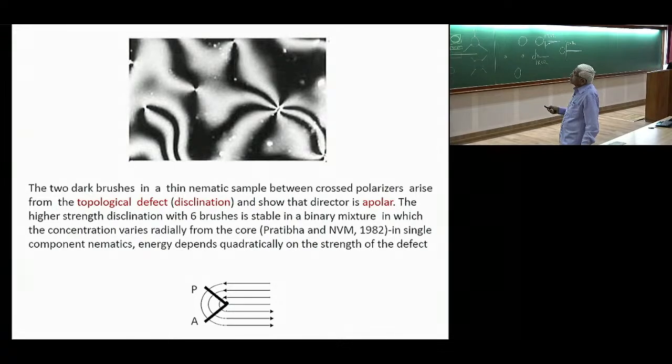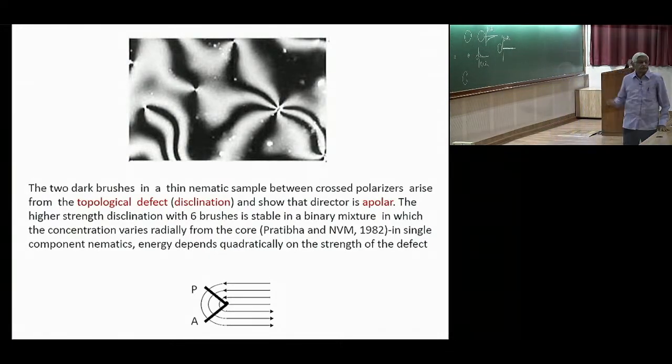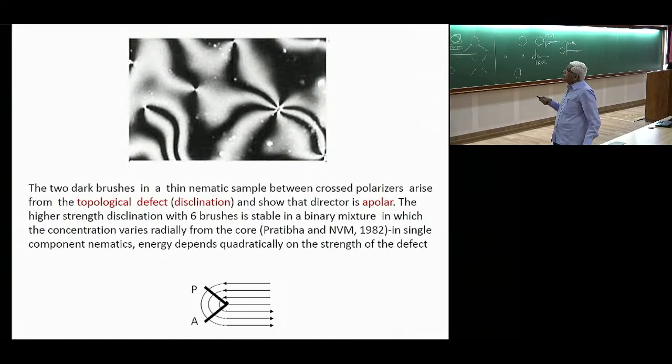Therefore, this has got a strength of 3/2. In fact, if you have a pure compound, the positive energy carried by a defect goes as the strength squared. So in principle, this shouldn't exist. It exists only because it's a two-component system, and there is actually a gradient of the concentration from the disclination line outwards, which can stabilize it. This was some work which we did long ago. Anyway.